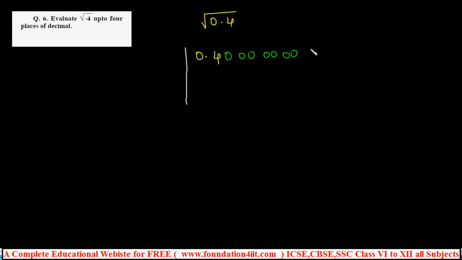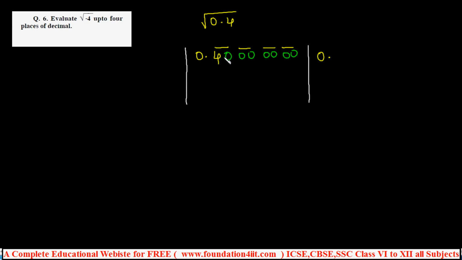You keep a line on top, and we should mark pairs from the right side of the given number, that is 2 zeros, 2 zeros. After the point we should take 2 digits as one set. The part before the point is 0, so we can keep 0 before the point and directly start with the next set, 40. You can also start directly with 0 point, and the next set is 40.